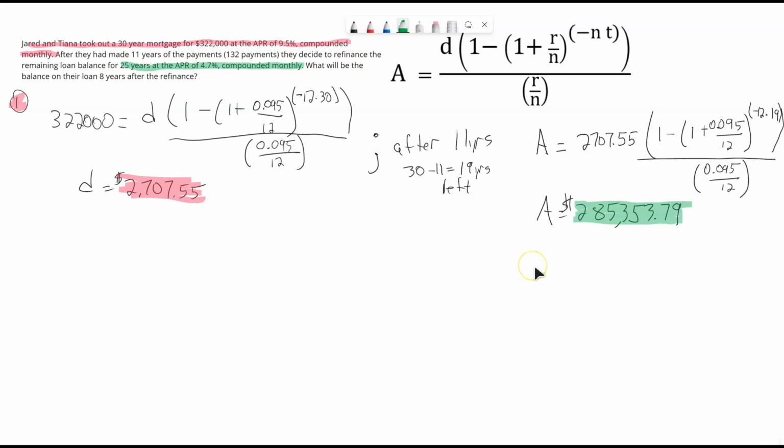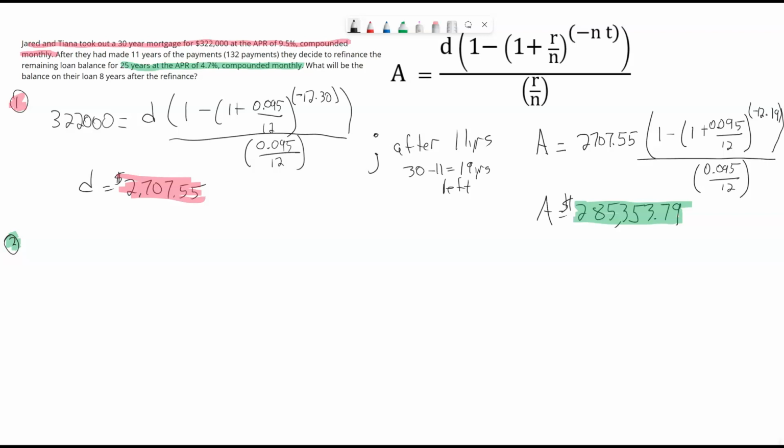So, when we go in for our second mortgage, we still owe this amount. So that's the amount we're going to borrow from the bank to pay off the original loan. And then we will have 25 years to pay that amount off.